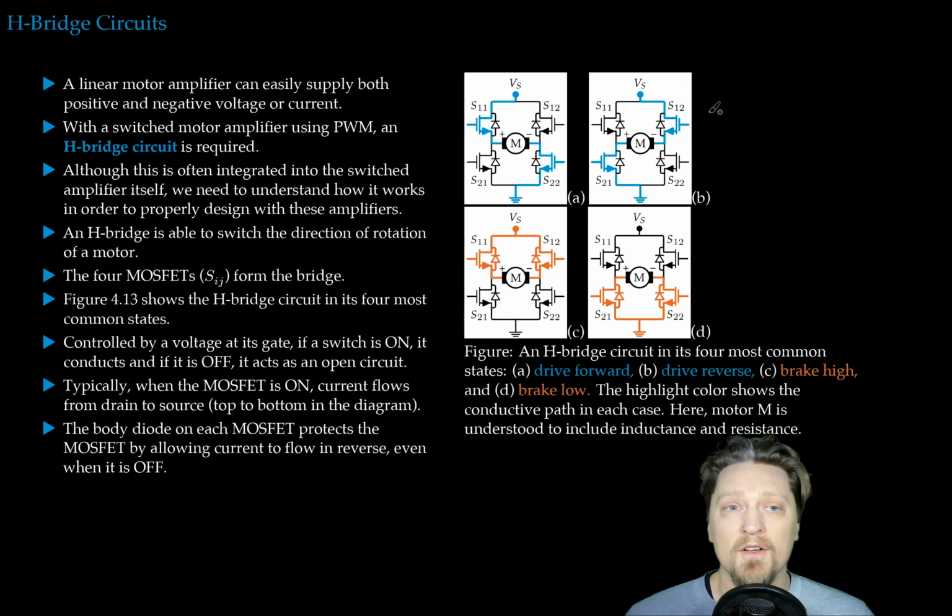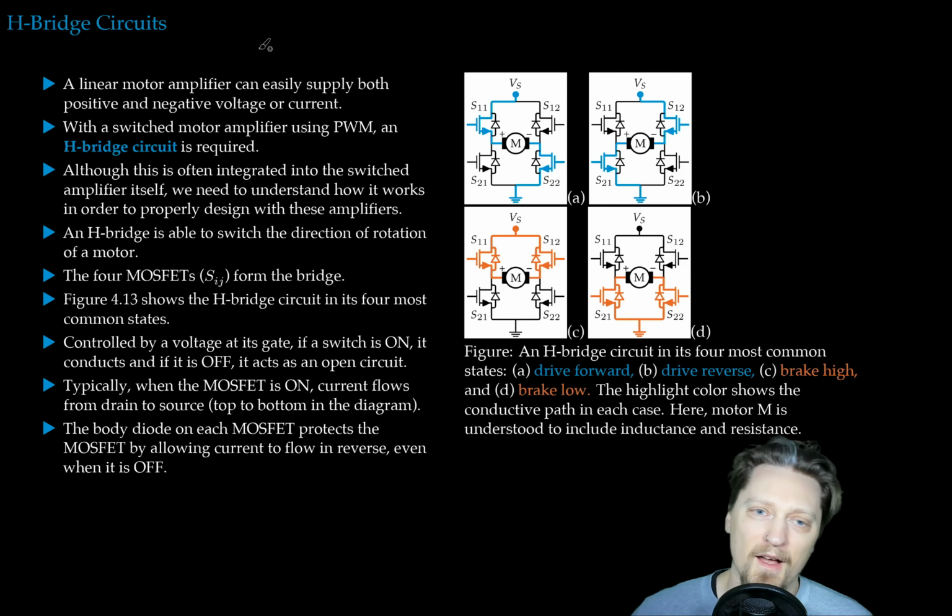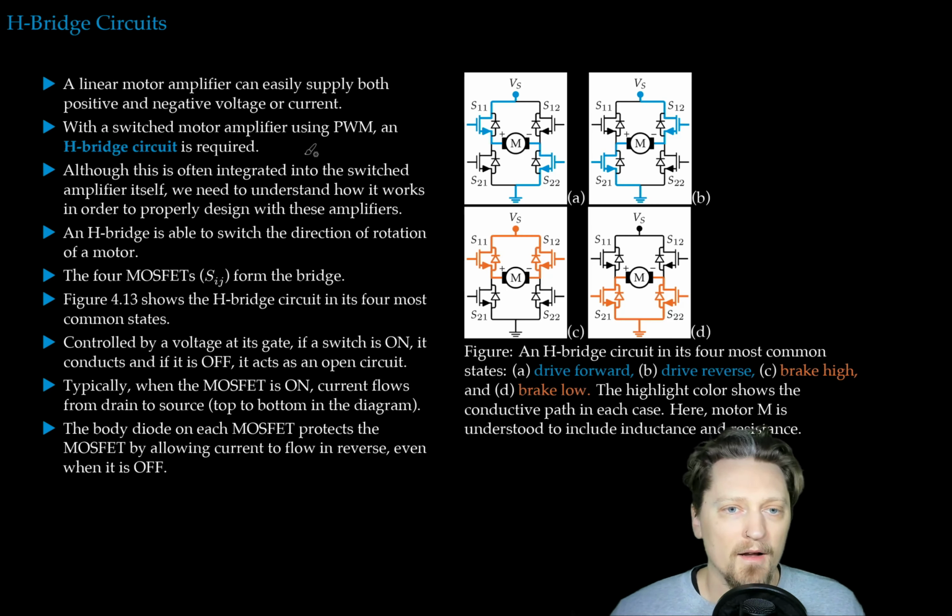Okay, H-bridge circuits. A linear motor amplifier can easily supply both positive and negative voltage or current. So that was really nice. Now we're in the switched amplifier case. How can we do that? With a switched amplifier, using PWM, an H-bridge circuit is required.